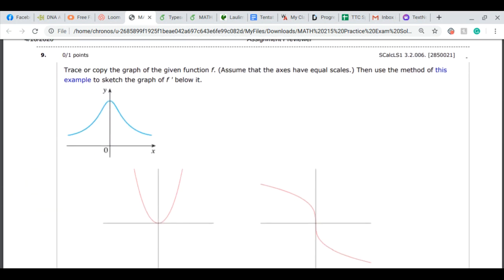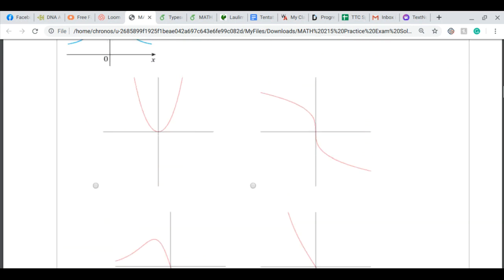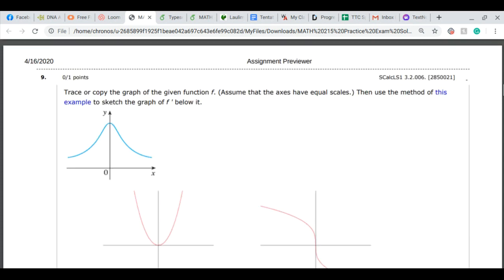Number nine. Trace or copy the graph of the function f. Assume axes have equal scales. Then use the method of this example to sketch f prime below it. So before we even go over this, let's see what f prime should look like. No matter what, f prime should be positive when x is less than zero and negative when x is larger than zero. All these four graphs have that property. We also know at this top peak, this hill, f prime, the slope of the tangent line, is going to be zero.